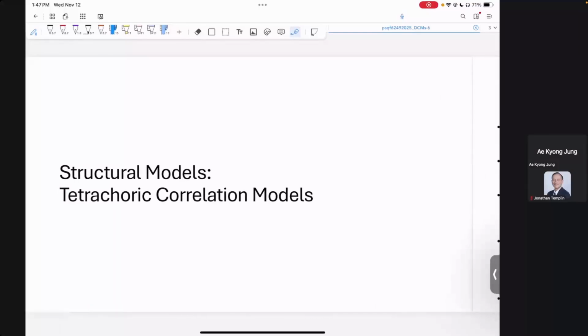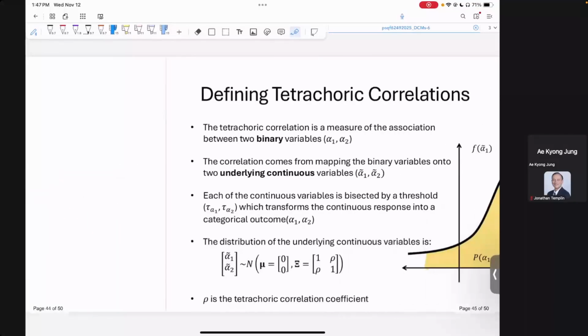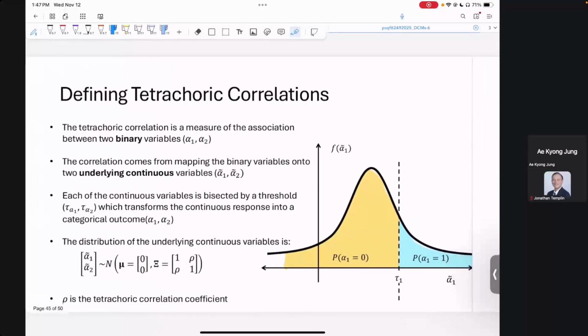Now let's see the tetrachoric correlation model and structure model. The tetrachoric correlation is a measure of association between two binary variables. And this correlation comes from mapping binary variables onto two underlying continuous variables. If you see this graph, the value that we can see is 0 or 1, which is binary, but we're assuming they're actually continuous.